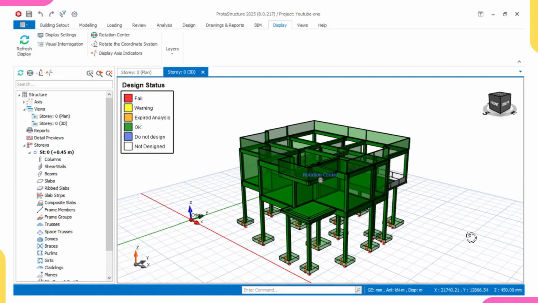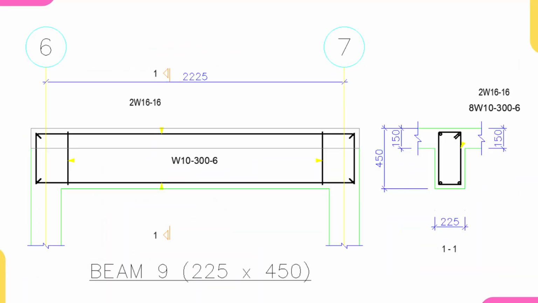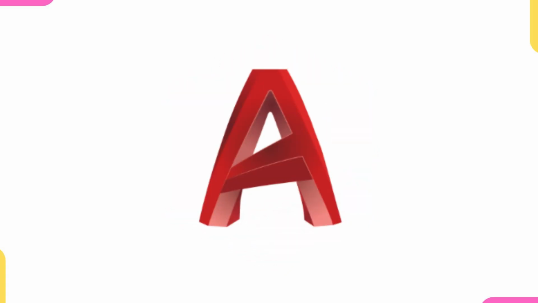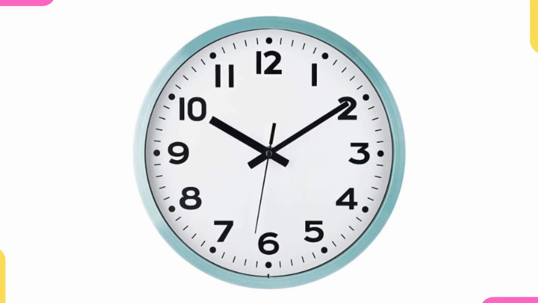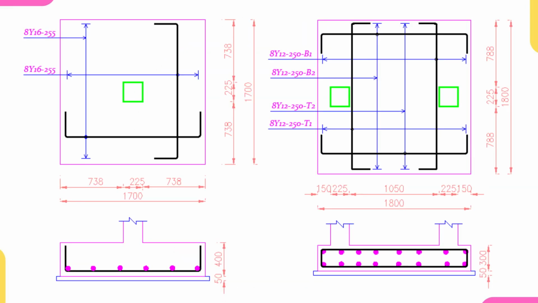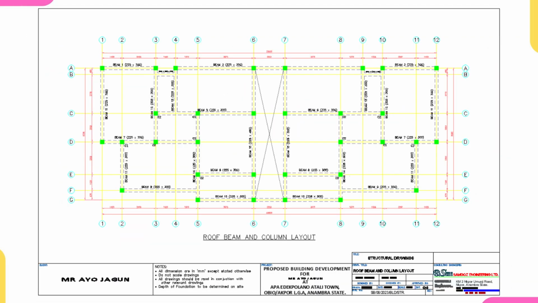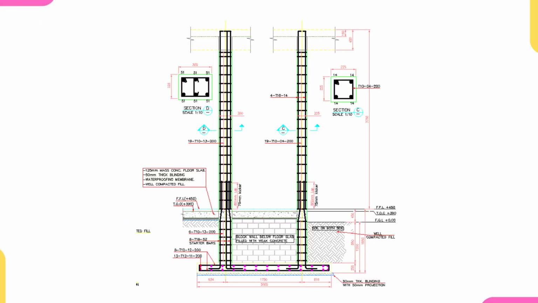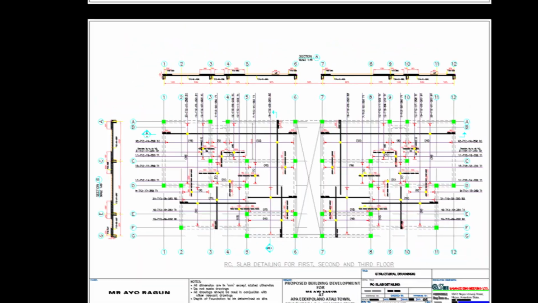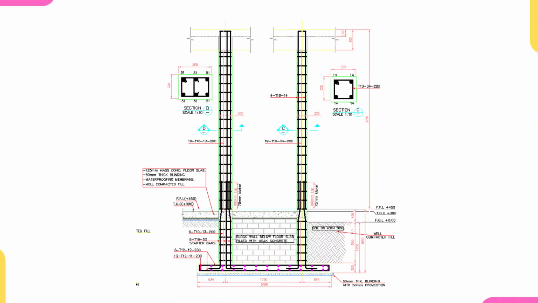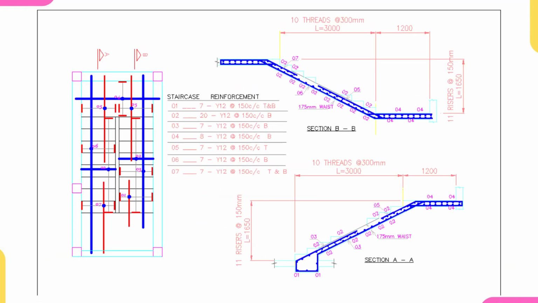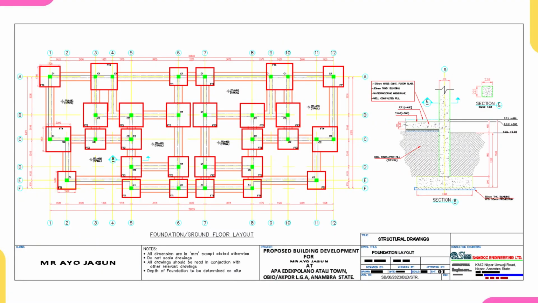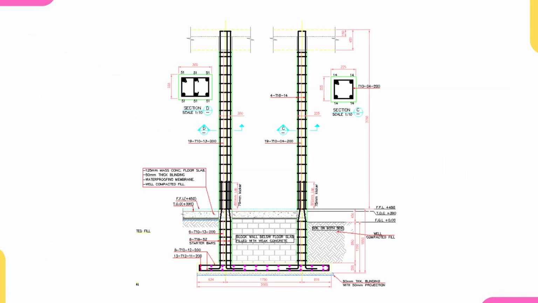If you are still spending hours manually drawing structural details from ProtaStructure into AutoCAD, you are not using your time efficiently. In this video, I'm going to show you the best and fastest way to export structural details, including beams, slabs, footings, and columns, directly from ProtaStructure to AutoCAD with just a few simple steps. This method eliminates the stress of starting from scratch in AutoCAD, helps you maintain precision in your drawings, and gives you clean and professional results.